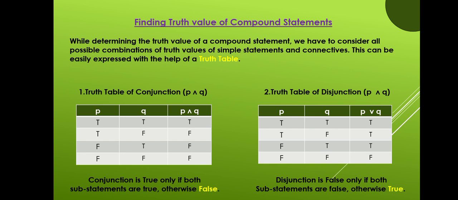Now, let's find out the truth value of compound statements. While determining the truth value of a compound statement, we have to consider all possible combinations of truth values of simple statements and connectives. This can be easily expressed with the help of a truth table. In the given truth tables, P and Q are statements and TT, TF, FT and FF are all possible combinations of truth values. Here, remember that the conjunction is true only if both substatements are true, otherwise false. And disjunction is false only if both substatements are false, otherwise true. You should remember this as it is the basis of exercise 1.2.